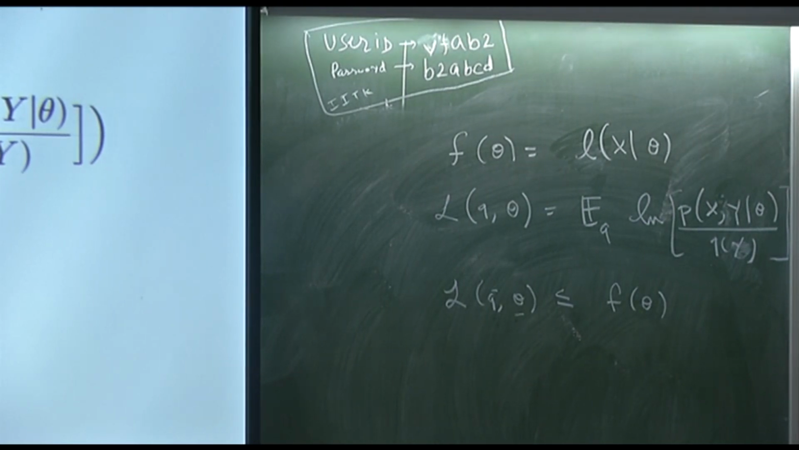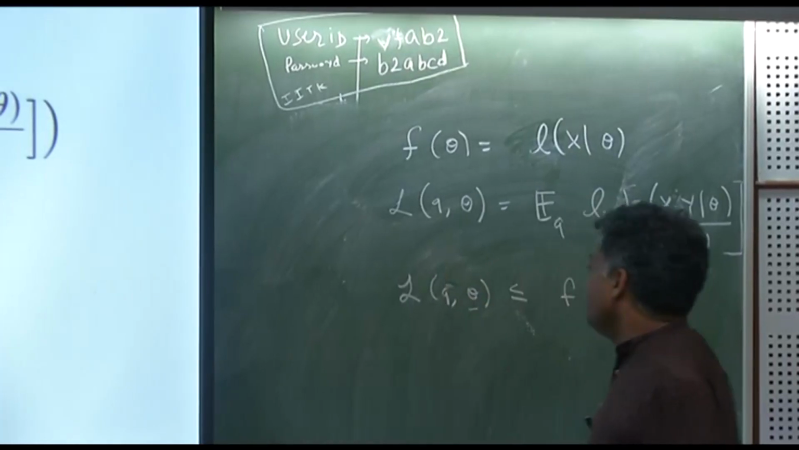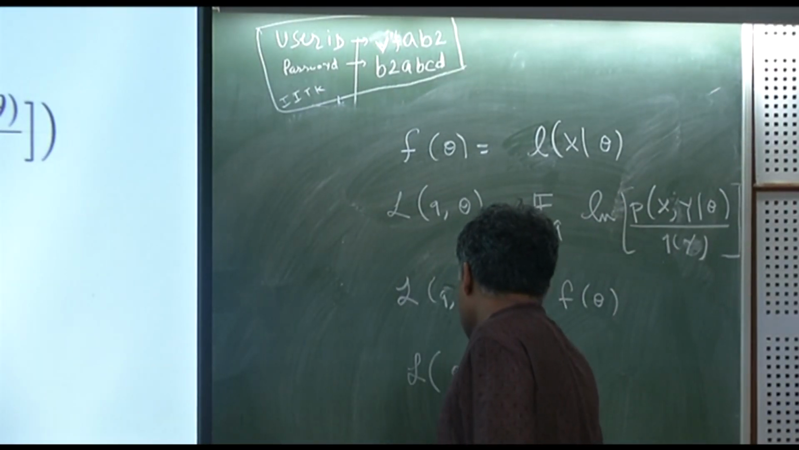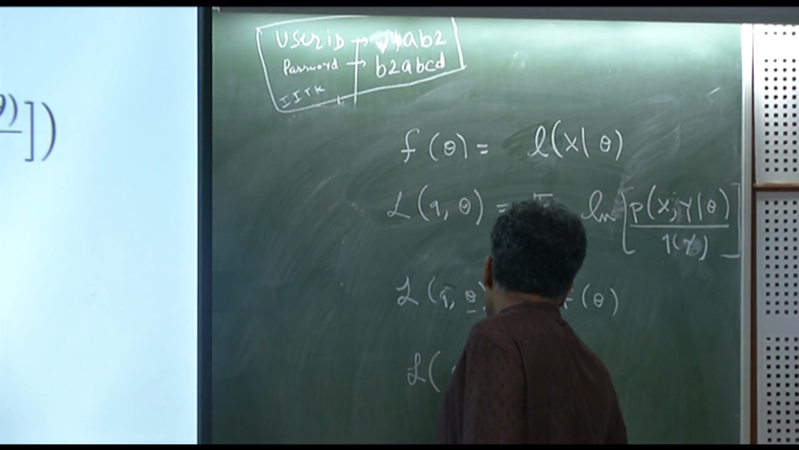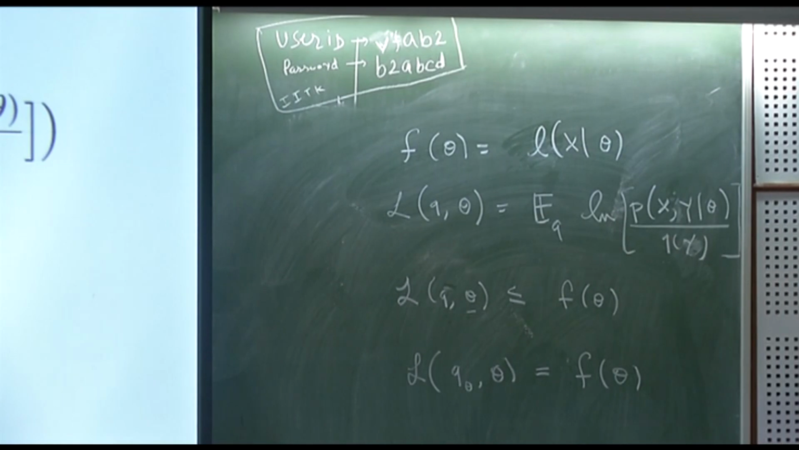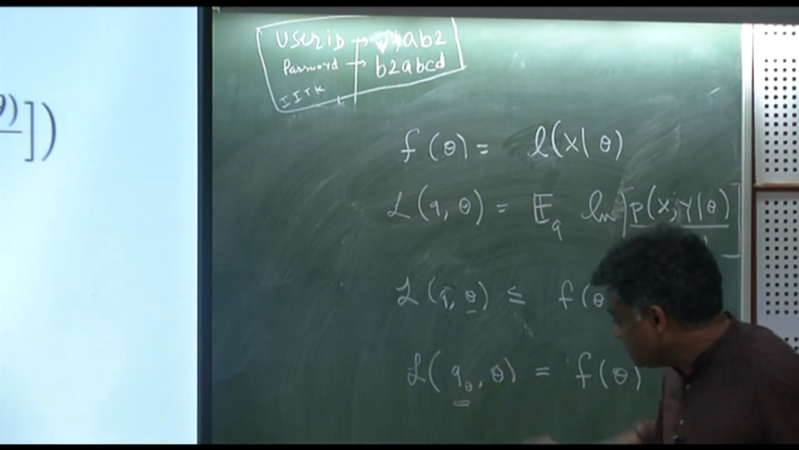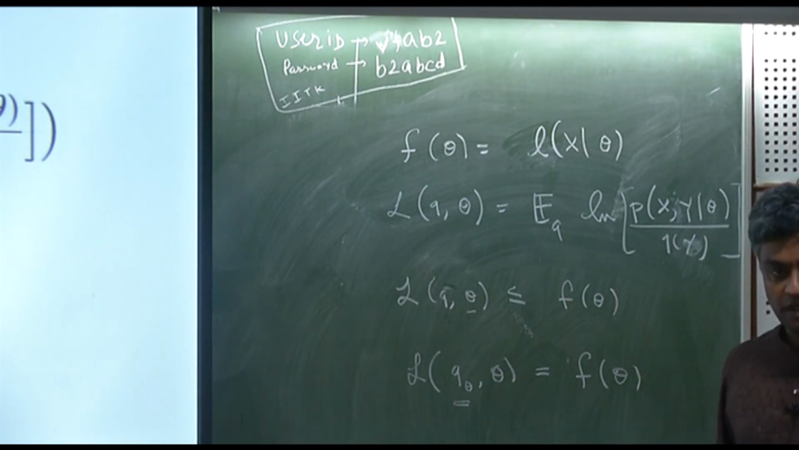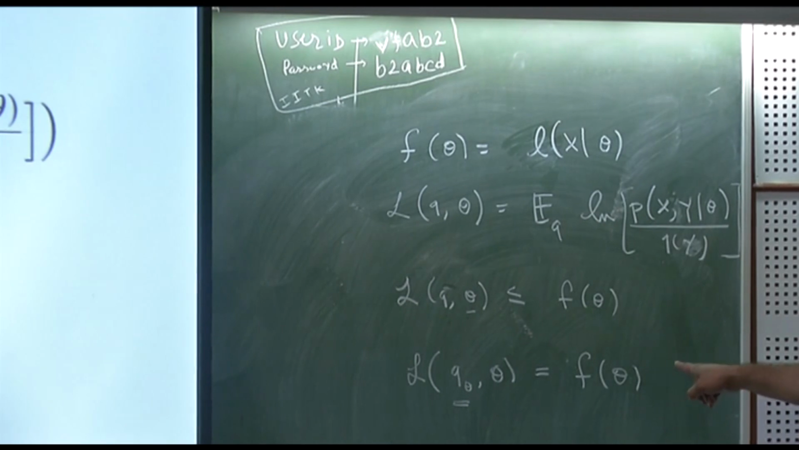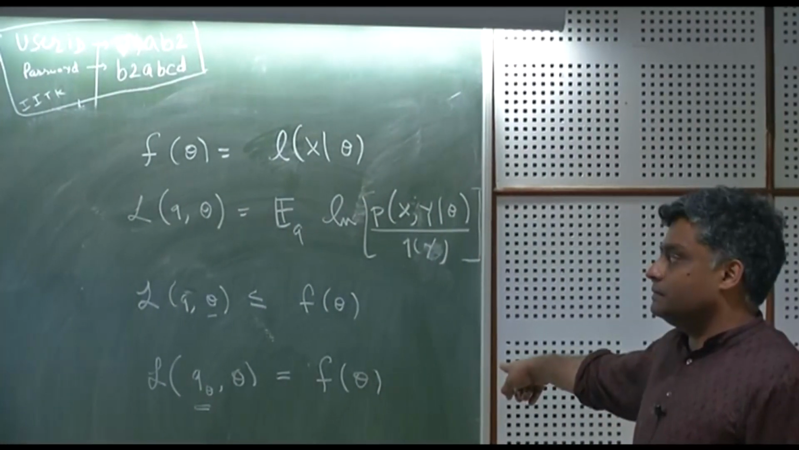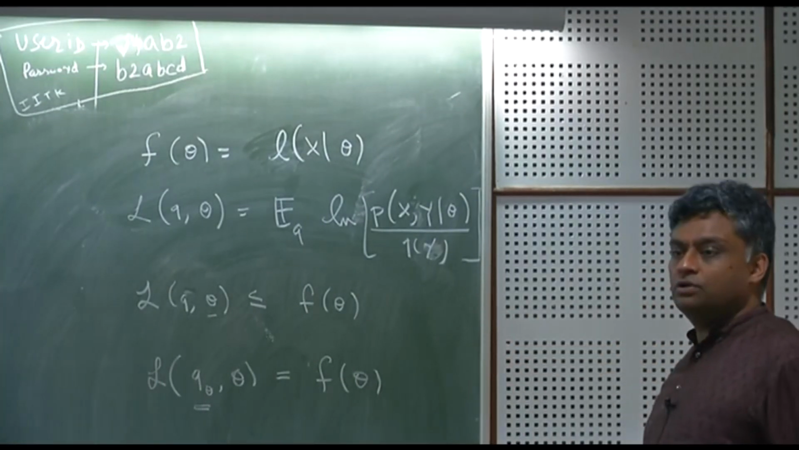But what I want to be able to show is that if you give me a value of theta, there exists some q theta such that this is exactly equal to f theta. Looking at this expression, can you tell me what q theta is going to be? There is a distribution q theta such that if I plug that value in there, I get exactly f of theta. Then it starts to look like minorization.